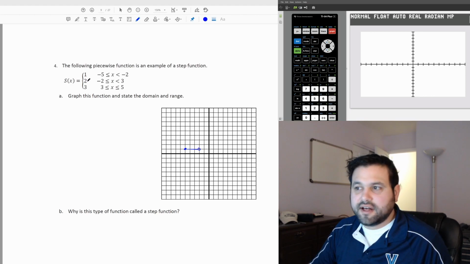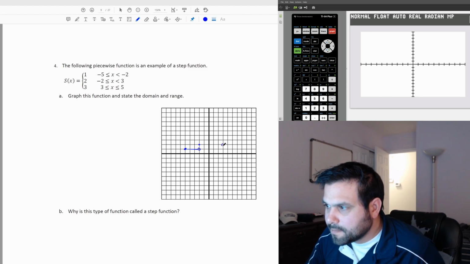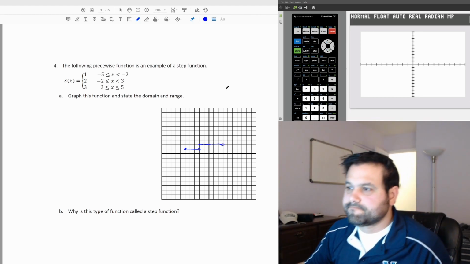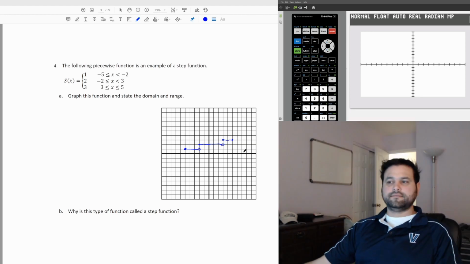The next one is at a value of 2 from -2 to +3. But I'm not including +3. So we get something like that. And then 3, 3 all the way to 5, and we are including that. And that's the whole function there.